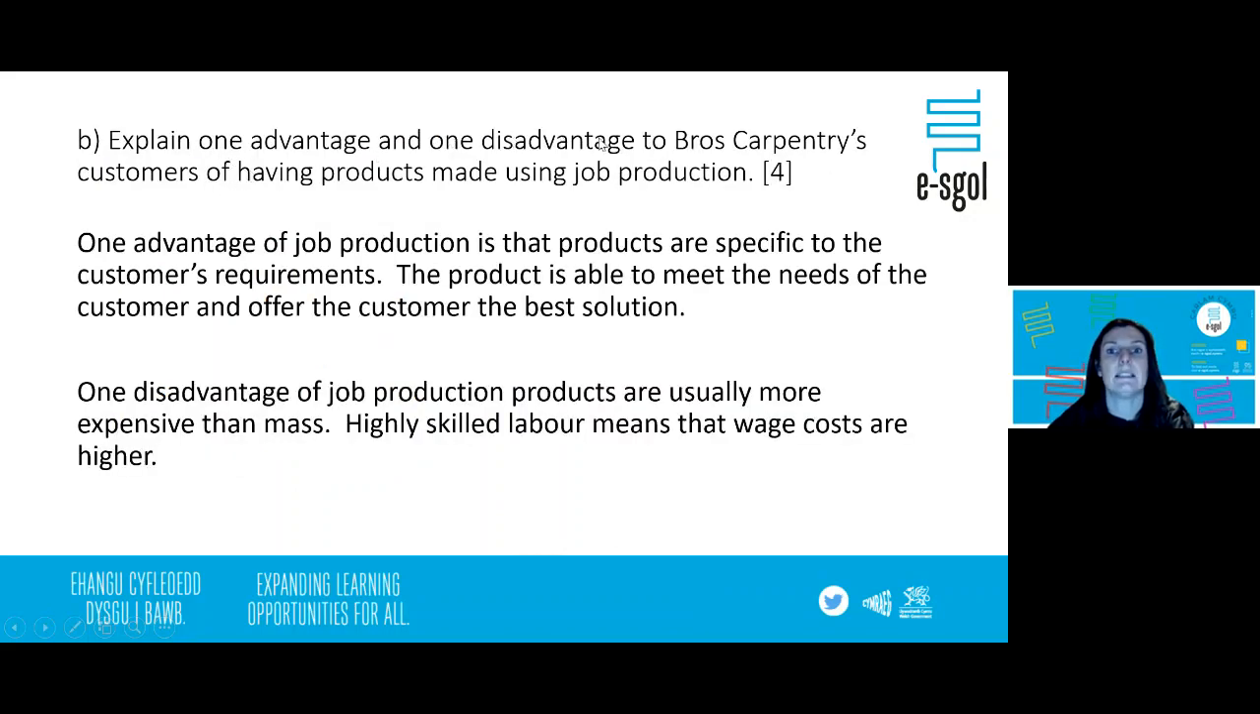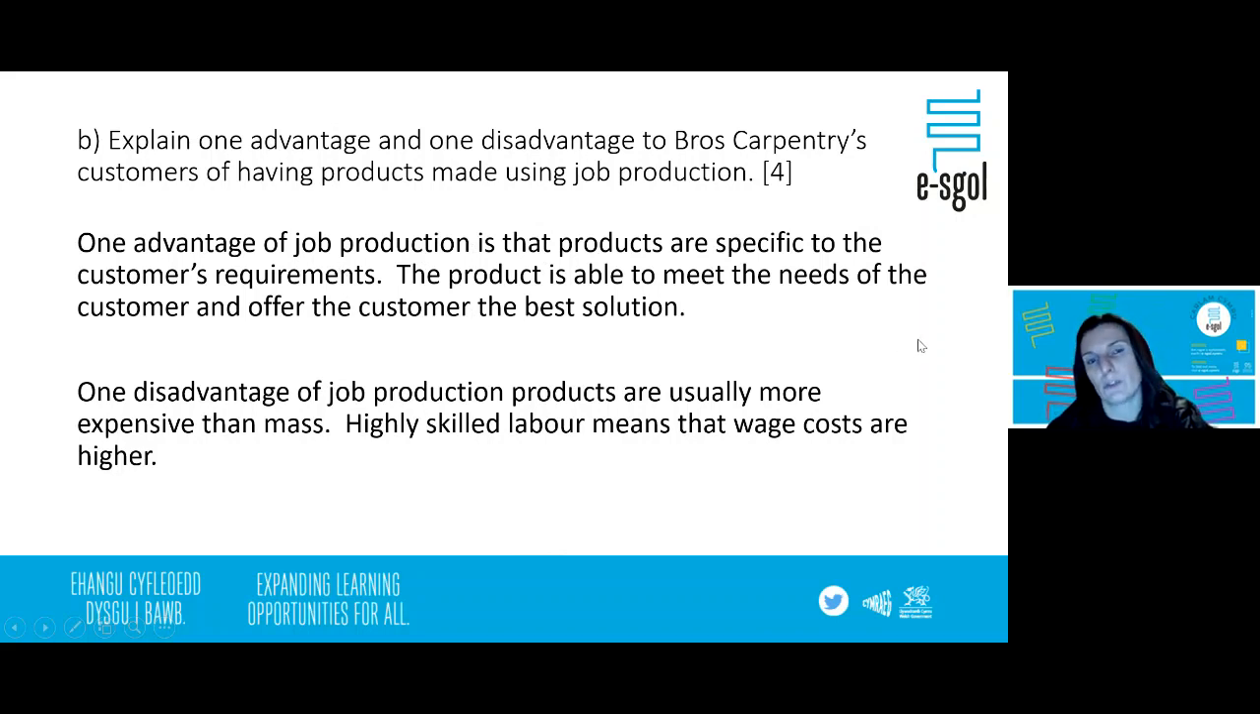Explain one advantage and one disadvantage to Brose Carpentry's customer of having products made using job production. So one advantage of job production is that the products are specific to the customer's requirements. The product is able to meet the needs of the customer and offer the customer the best solution. One disadvantage is that job production products are usually more expensive than mass production. Highly skilled labourers means that wage costs are higher. Okay, so that's how you might explain that.